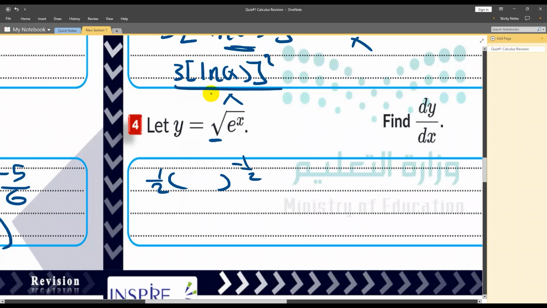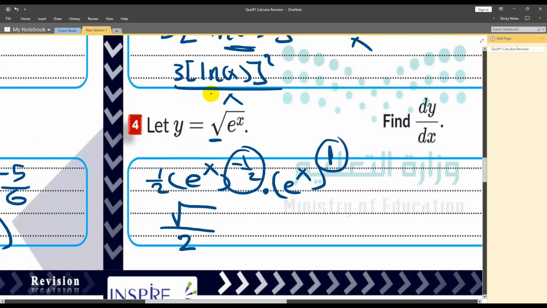Okay, next one, we will get the derivative of the square root, so it will be half and negative half, and keep e power x the same, and then get the derivative of what's inside, it will be e power x. Okay, actually you can simplify further. This is like e power x power 1, and this is half, so it will be something over 2. Negative half plus 1 will be half, so it will be the square root of e power x. So this is the final answer. Okay, you can make it like this.